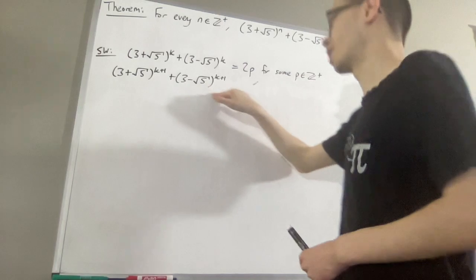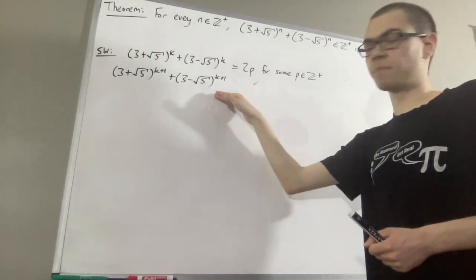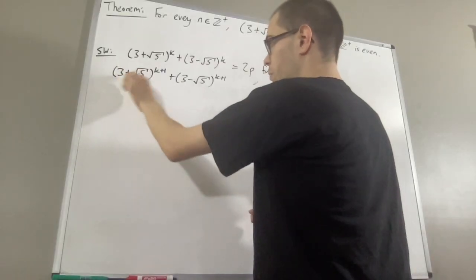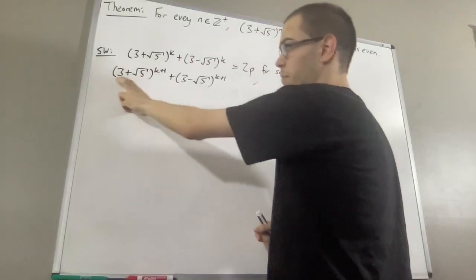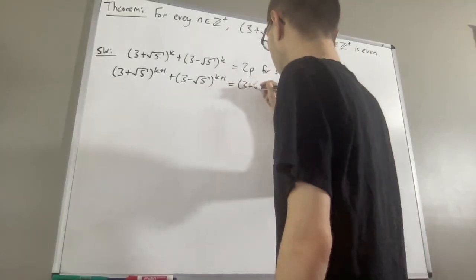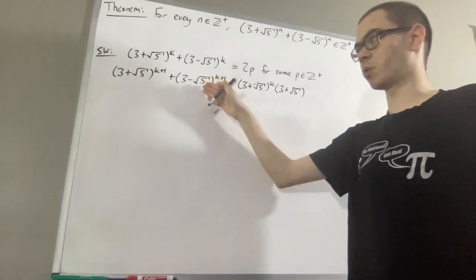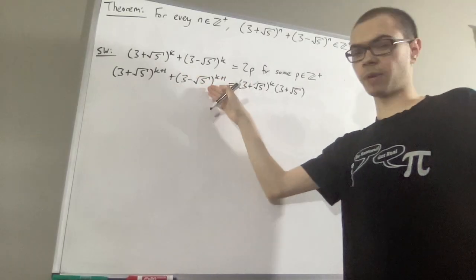We're trying to show that this quantity is an even positive integer. And to do that, let's rewrite this guy as (3 + √5)^k times (3 + √5). And similarly, for this guy, let's rewrite it as (3 − √5)^k times (3 − √5).